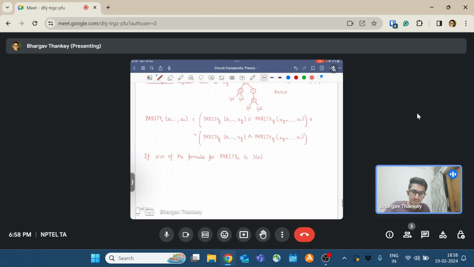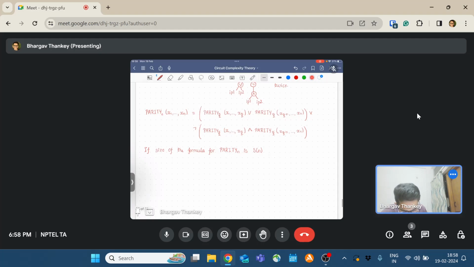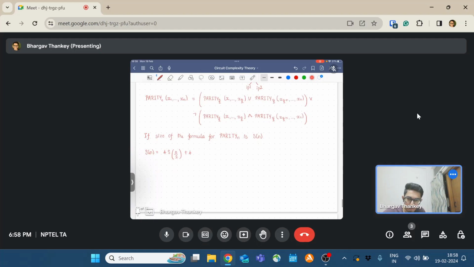So what I want to do now is write the size of parity n as a recursive relation in terms of the size of parity n over 2. So what would the recursive relation be? S(n) is equal to 4 S(n/2) plus 4. And when you solve this, what do you get?